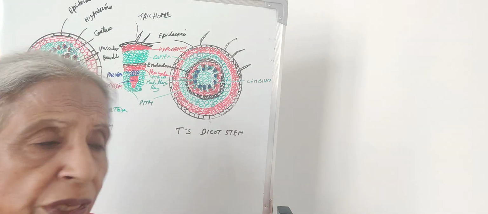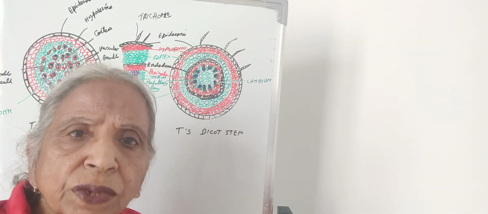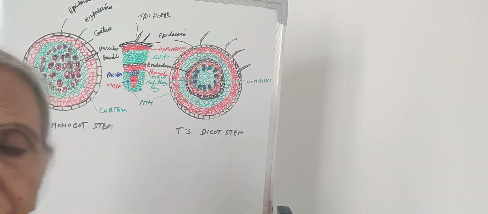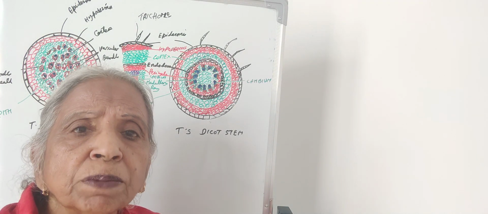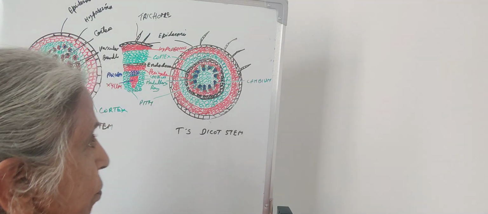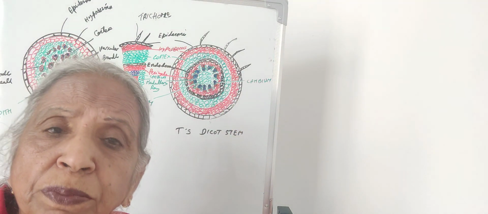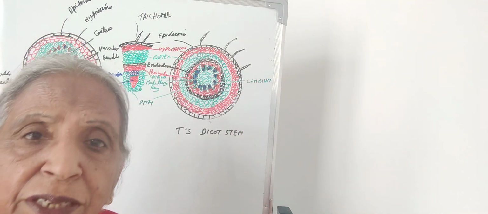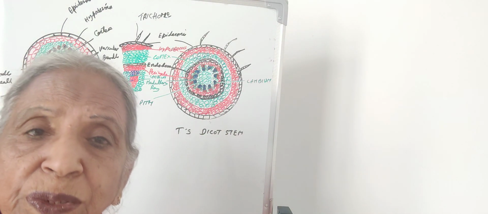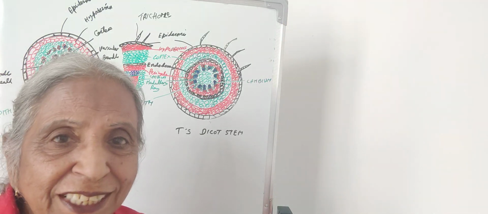Then below the epidermis is present the cortex. Cortex is differentiated in three layers. The outermost layer is of collenchymatous cells. Two to three layers of collenchymatous cells are present, which are unevenly thickened, which is called the hypodermis. It provides mechanical strength and elasticity to the plant organ. Below that, many layers of parenchyma cells are present in the cortex, and the innermost layer of the cortex is again differentiated into compactly arranged barrel-shaped cells which form the endodermis.